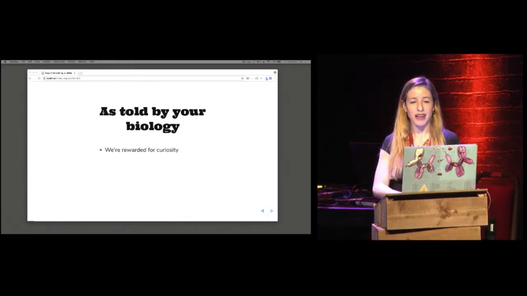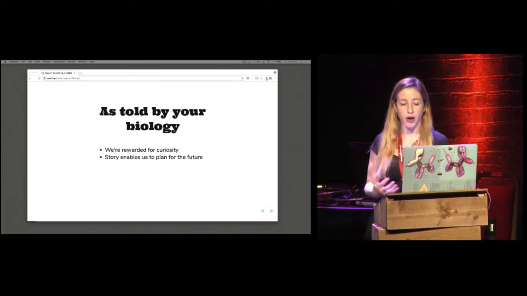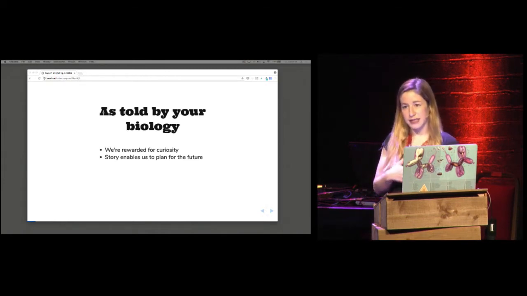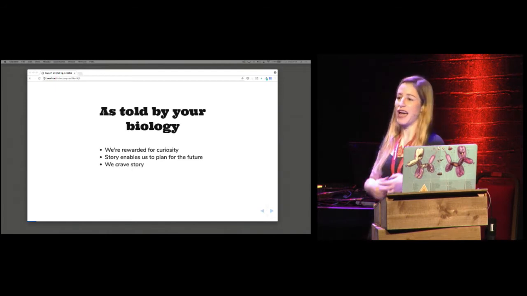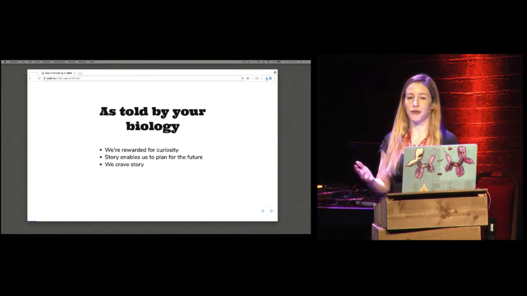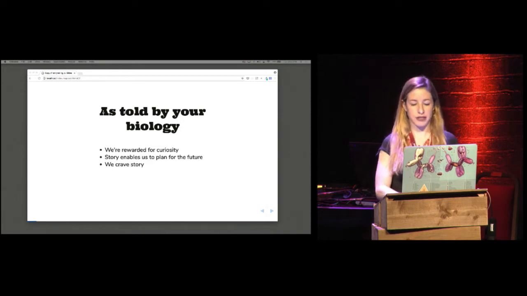And story allows us to plan for the future. We can safely think about possible outcomes that are dangerous for us and plan ahead. And for these reasons, we crave story. That's why after a really hard day of work, you turn on Netflix or you go to a bar and tell stories with your friends, and that's actually relaxing for you to hear stories.